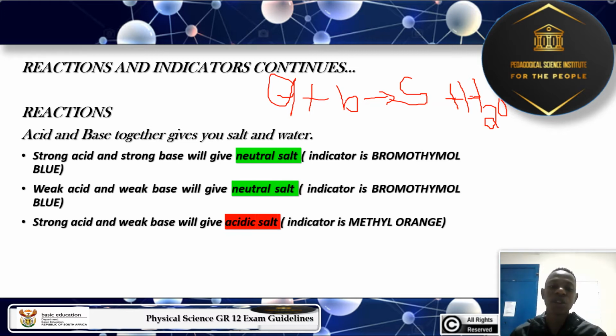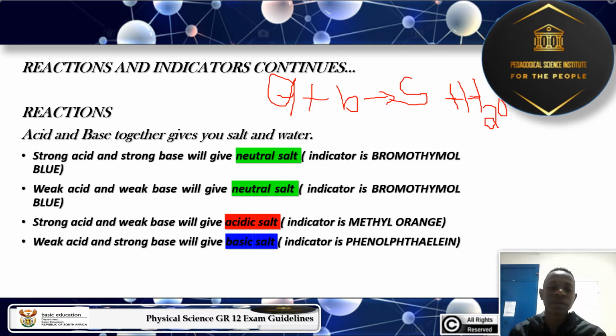You see, it's going to be acidic, same as what we did on the previous slide, because on that slide we had a strong acid and a weak base. That's why that salt NH4Cl was acidic. So a weak acid and a strong base will give you a basic salt. You see, the salt will be basic. Why are we saying this? Why are we learning this?